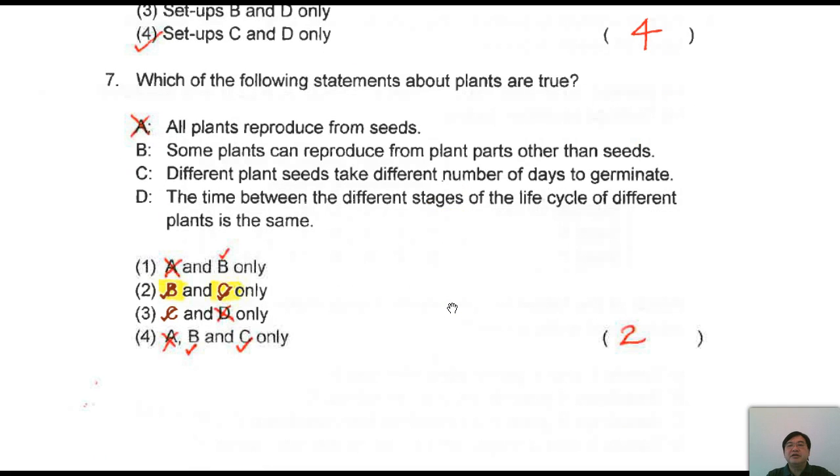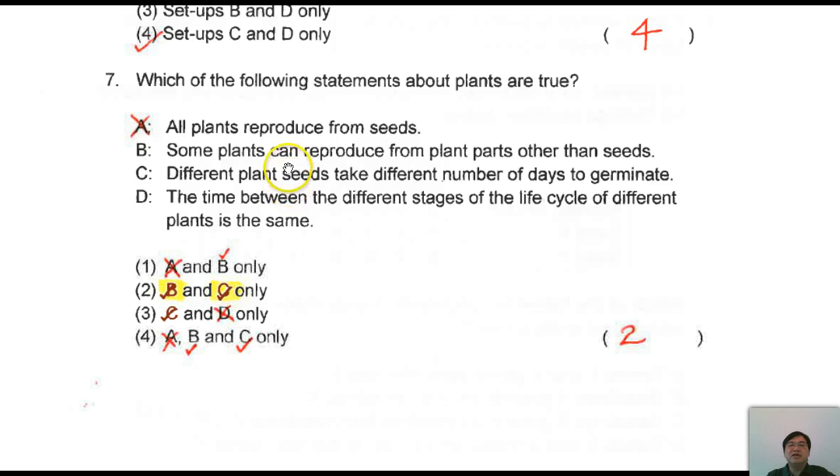Which of the following statements about plants are true? All plants reproduce from seed. Now you know that some plants can reproduce through spores, and some through other means, like maybe you cut off its stems and it can reproduce again and continue to grow. So anything to do with A is wrong. So answer A here is wrong. Over here is wrong. Left with 2 and 3.